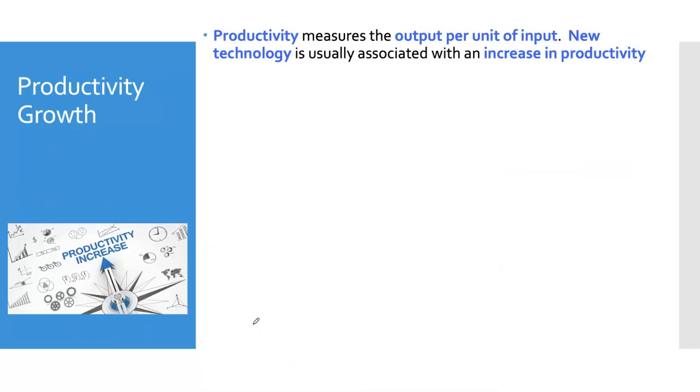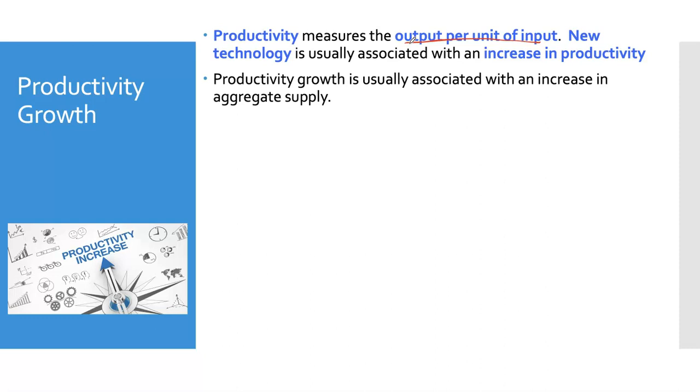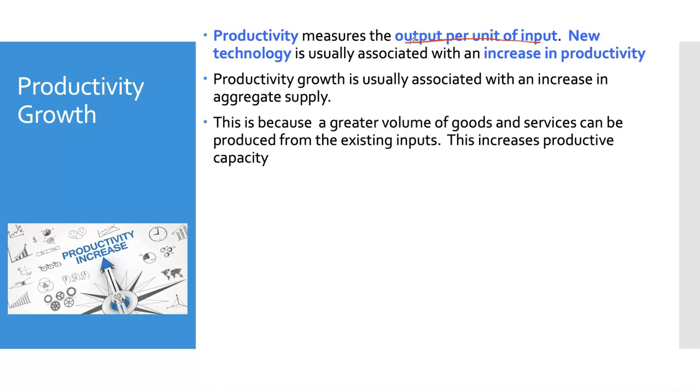So productivity growth, as you can see, is all linked to our cost of production and efficiency. Productivity measures the output per unit of input. How much can we make with our resources? And technology is linked to this, as it is going to increase our productivity. Productivity growth, if we can make more with what we have, is going to lower our costs per unit and will increase aggregate supply.